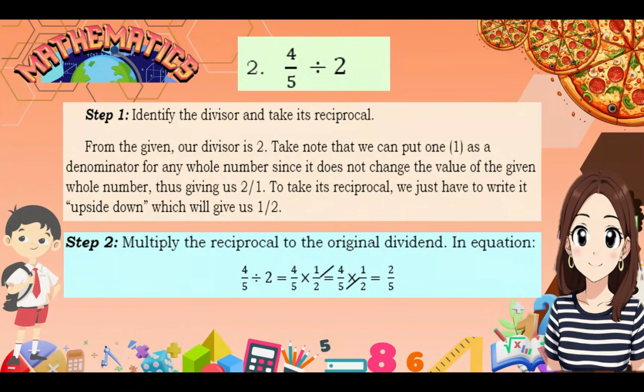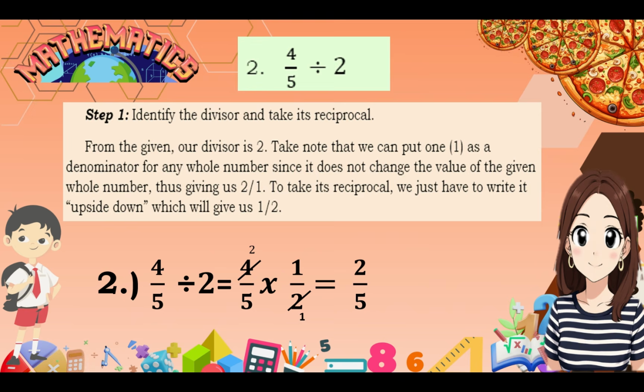Now let's take another problem. 4/5 divided by 2. Again, step 1, identify the divisor and take its reciprocal. So the dividend is 4/5 and the divisor is 2, meaning it will have a denominator of 1, so 2/1. Then copy the dividend 4/5. Then change the division sign to a multiplication symbol. Then write the reciprocal of the divisor. We have 1/2. Cancel if there are numbers that can be canceled.